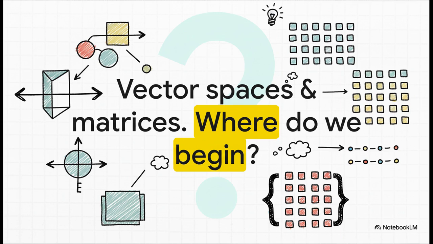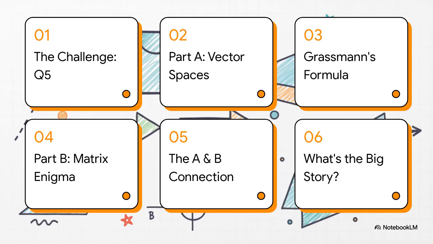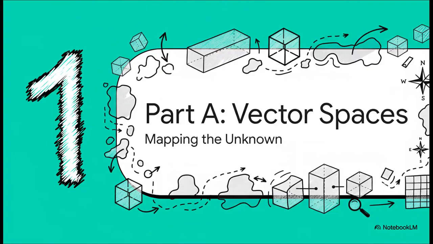So let's lay out a clear path to get us from here to the solution. Here's our game plan. First, we're going to dive into part A, that journey into vector spaces. To do that, we'll need a powerful tool, Grassmann's formula. Then, we'll pivot to part B and unravel that matrix enigma. We'll uncover a really surprising connection between them, and then, at the very end, we'll zoom out and see what the big picture is all about. Let's get started with that first piece of the puzzle.